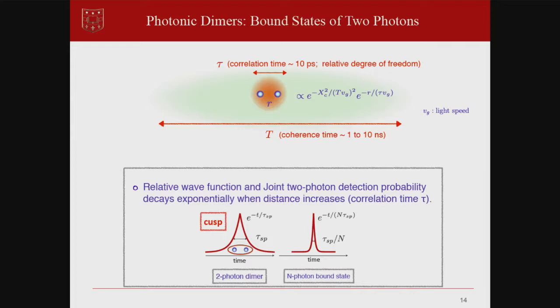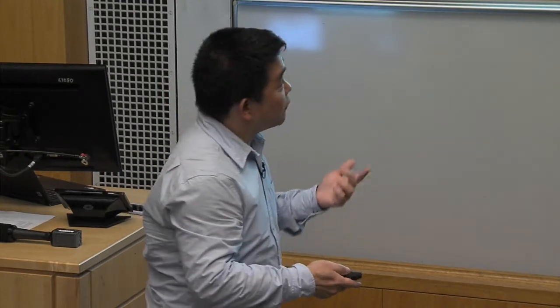On the other hand, the photonic dimer, which is the bond state of two photons, is characterized by two time scales. The first one is the coherence time, which characterizes the center of mass degree of freedom. Another one is the correlation time, which characterizes the relative wave function time scale. And so a photonic dimer has the following property. When you perform a coincidence measurement, you will find almost for sure the two photons always arrive together. That means there's a bunching behavior for the photonic dimer.